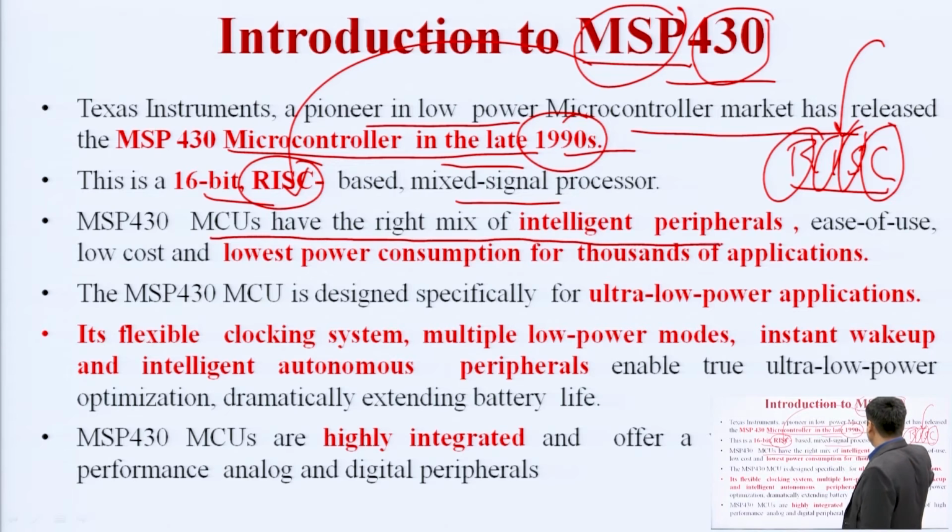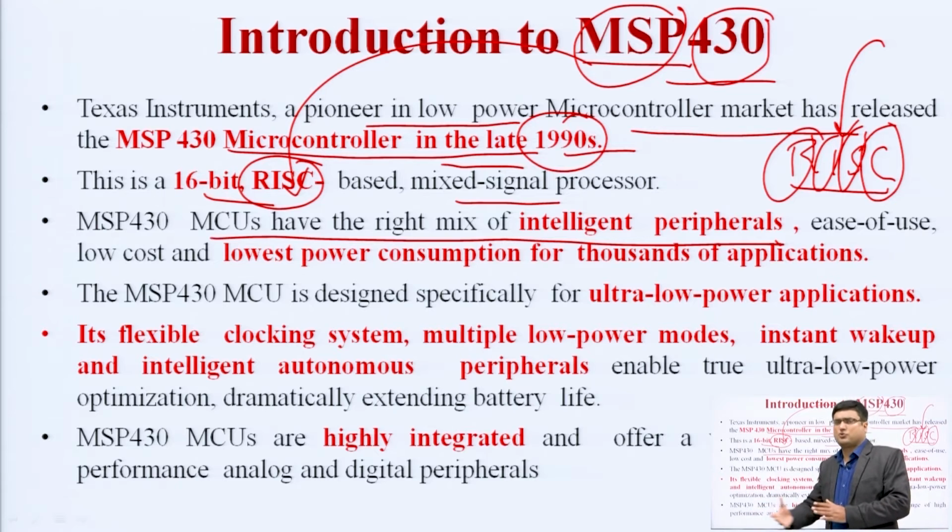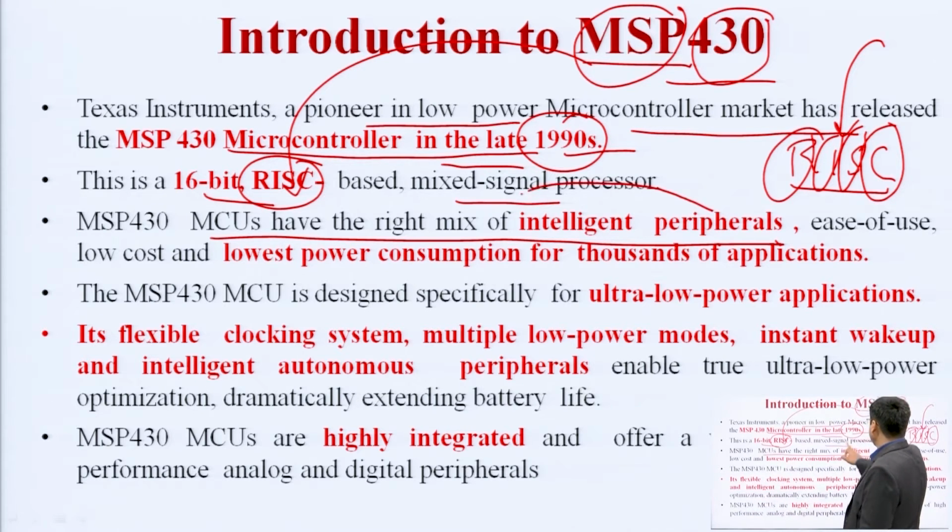MSP430 has the right mix of intelligent peripherals. Intelligent peripherals means that if we are working with a particular unit and want to save power, the other units will be deactivated. Whenever the MSP430 is executing instructions and a particular unit is needed, only that unit will be switched on, and other units will be switched off. That's why it is called intelligent peripherals.